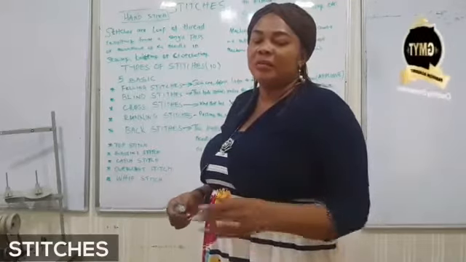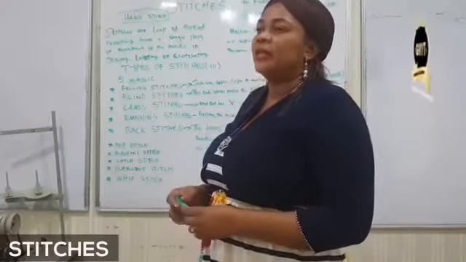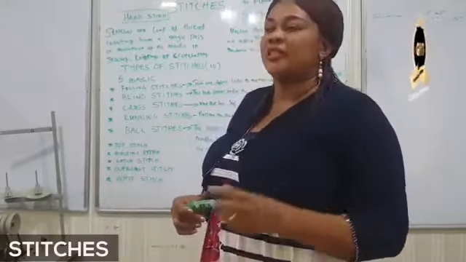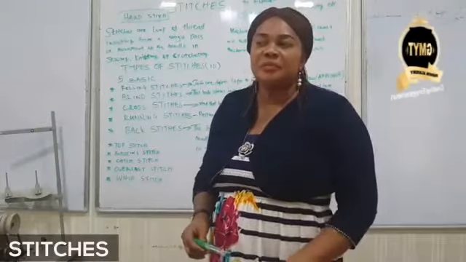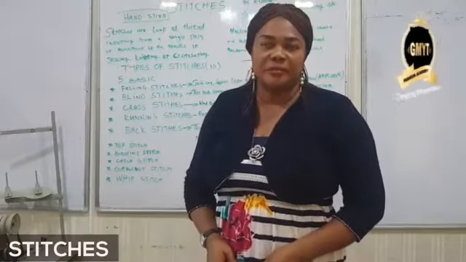Like in the machine, we have an indicator there that shows us an adjuster. It is the stitch length adjuster. If you want to get your running stitch, you use the long stitch adjuster.